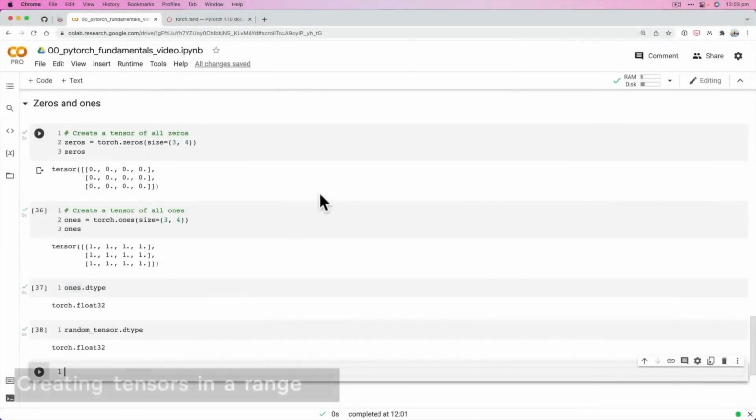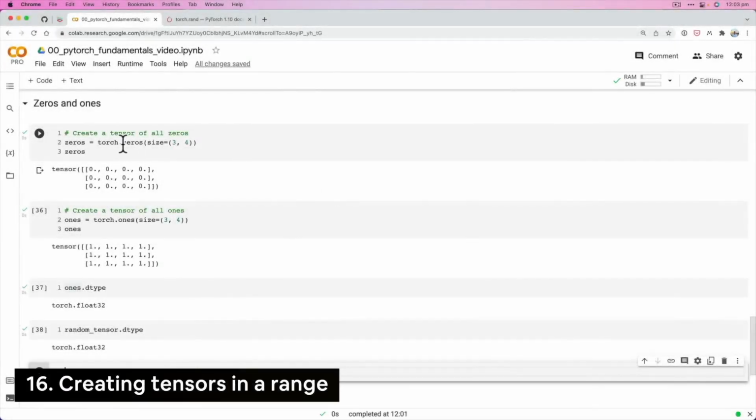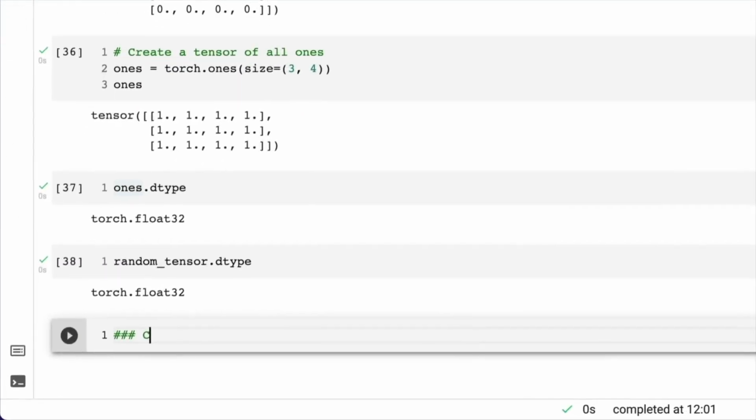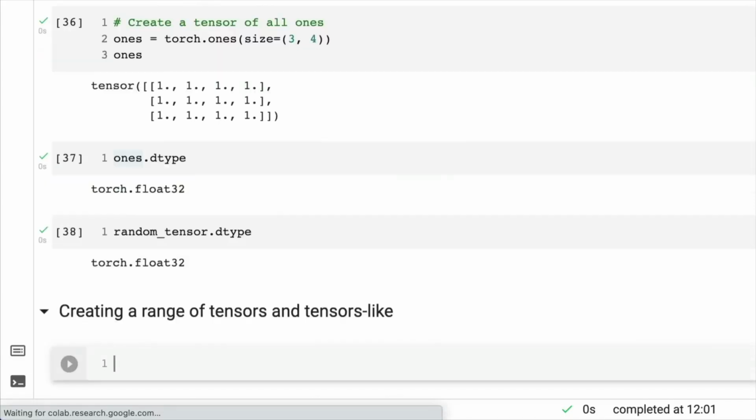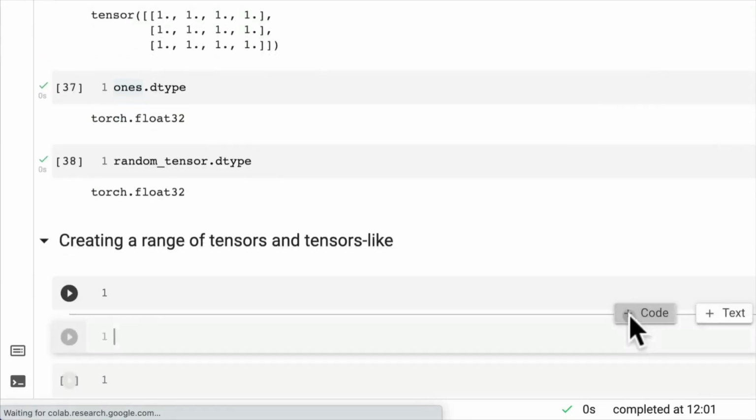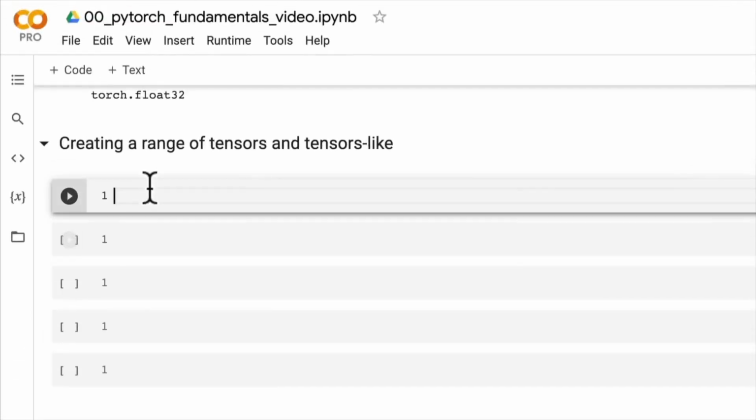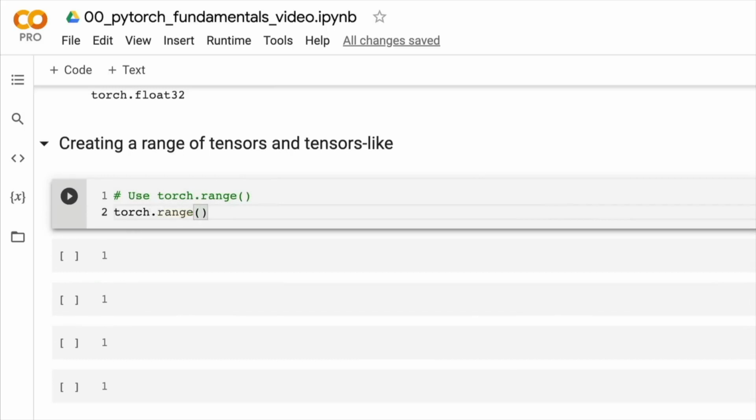Welcome back. I hope you took on the challenge of creating a torch tensor of zeros of your own size and ones of your own size. But now let's investigate how we might create a range of tensors and tensors like. So these are two other very common methods of creating tensors. So let's start by creating a range. So we'll first use torch.range, because depending on when you're watching this video, torch.range may be still in play or it may be deprecated.